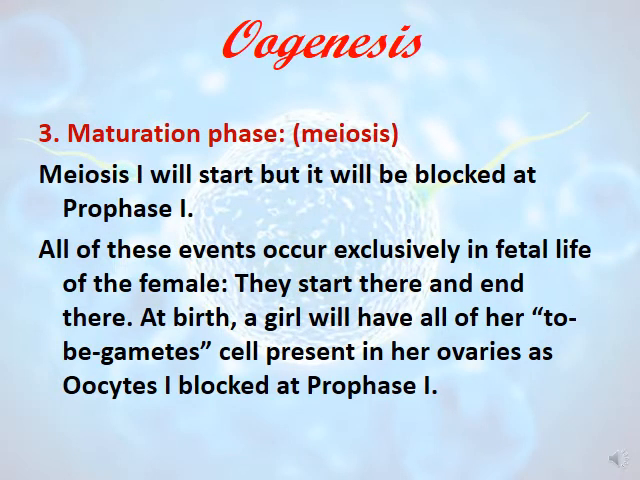Number 3, the maturation phase, meiosis. Meiosis 1 will start, but it will be blocked at prophase. All of these events occur in fetal life. They start there and they end there. At birth, a girl will have all of her to-be gametes present in her ovaries, and they are present as oocyte 1, blocked at prophase 1.